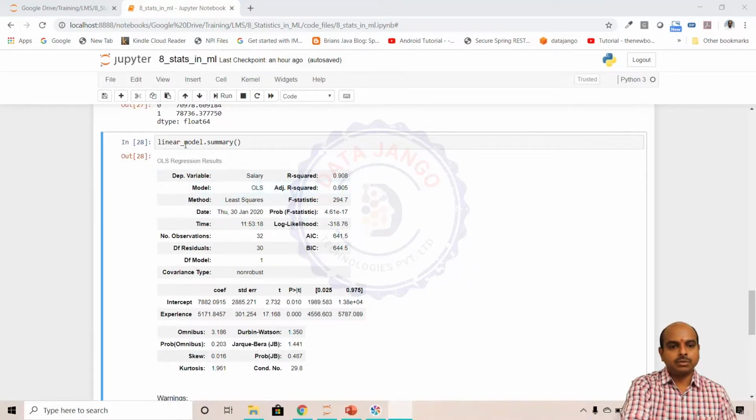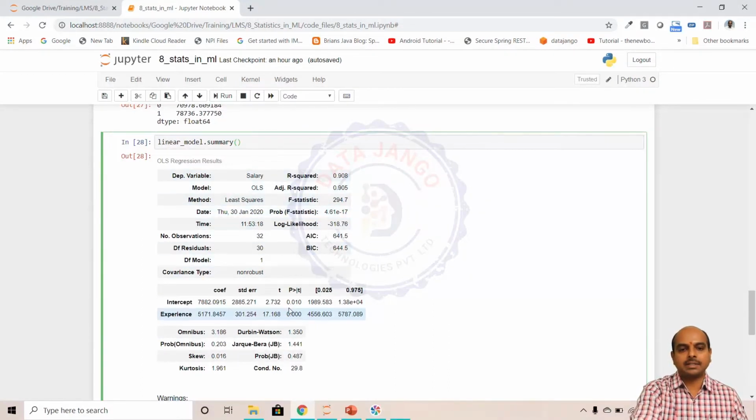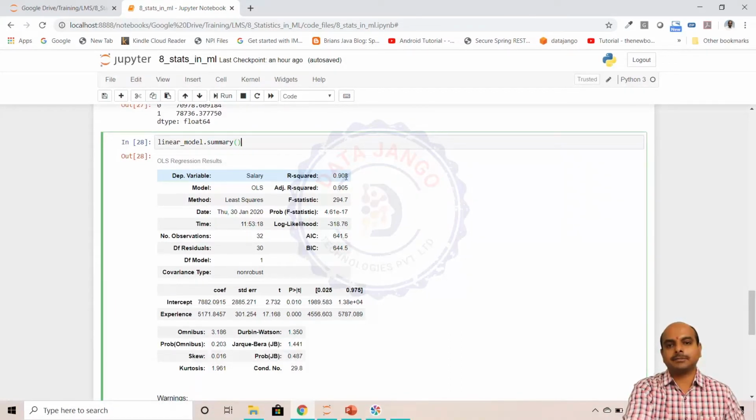So here, when you use the model name summary, it actually shows you some statistics. So we see R square score, adjusted R square score. This R square score should be close to 1 to say that the model is working good, right? 0.908, this is called a metric, okay?